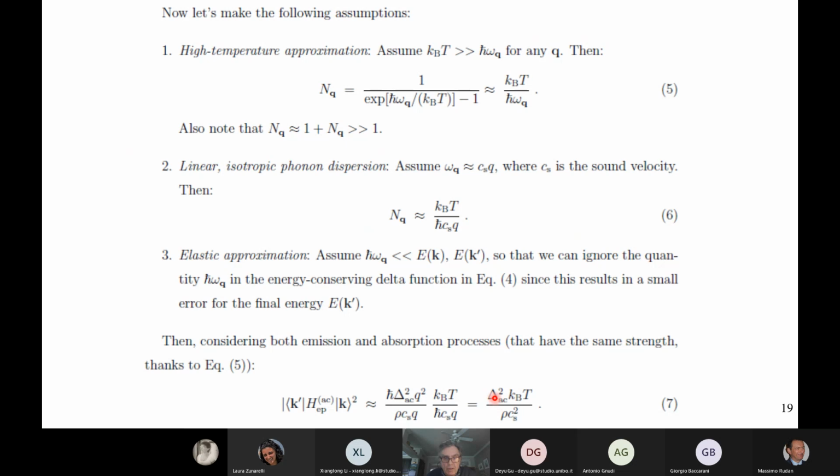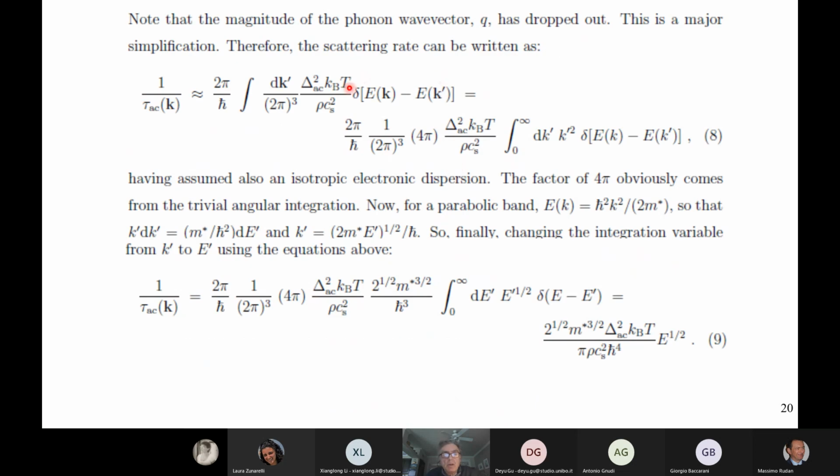Of course, it depends on the strength of the interactions, so the deformation potential squared. It depends on temperature. It increases with temperature. It's inversely proportional to the mass density of the crystal and to the square of the sound velocity. But it does not depend on q. So if I plug it here, I can bring this stuff outside, and then I'm left with the integral over the entire Brillouin zone of the delta function of E_k minus E_k'. But this is the definition of the density of states. Okay, a half, because I'm not considering spin. I'm summing over only one spin, since I'm assuming that spin is conserved in an electron-phonon interaction.